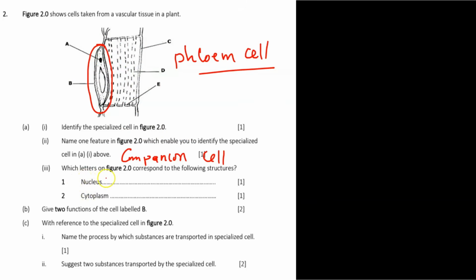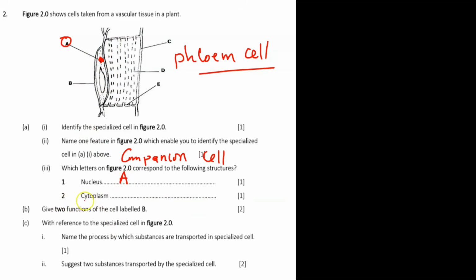Which letter on figure 2.0 corresponds to the following structures? One, the nucleus. Which of the letters here is the nucleus? So it happened to be that the nucleus is A. Okay, this dotted part here is the nucleus, and normally it's found on the companion cell.